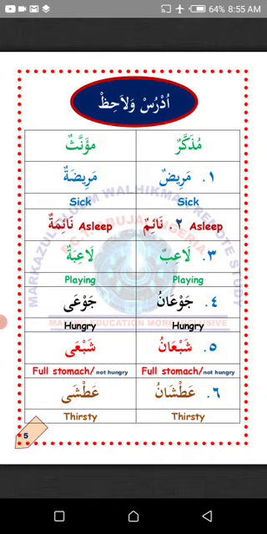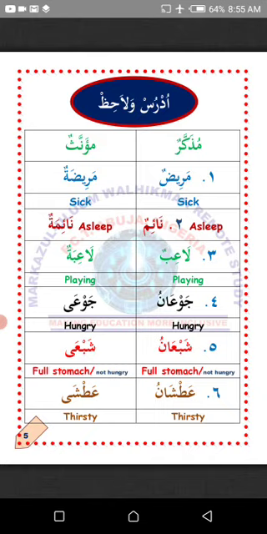You use naim to describe them or to talk about them. Ana naim, I am sleeping. Hiya naima, she is sleeping. So naima can only be used to talk about a female person who is asleep.